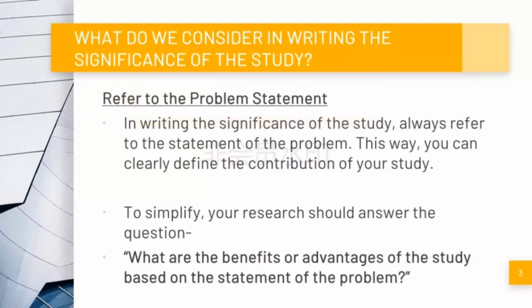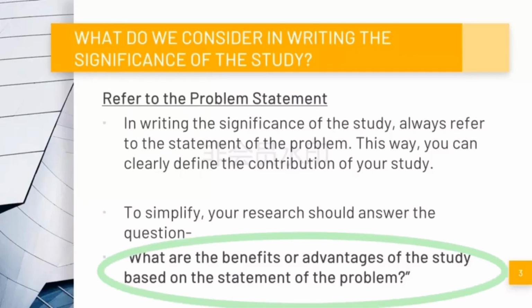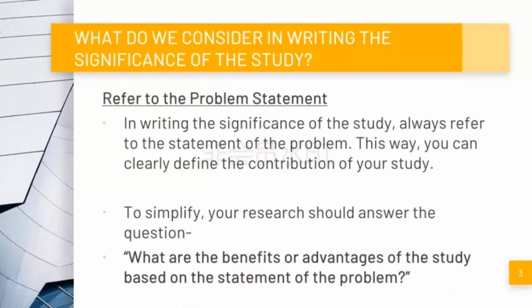In writing the significance of the study, always refer to the statement of the problem. This way, you can clearly define the contribution of your study. To simplify this, your research should answer this question: What are the benefits or advantages of the study based on the statement of the problem?